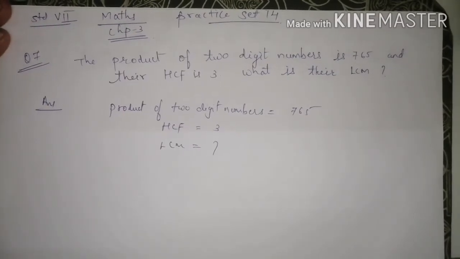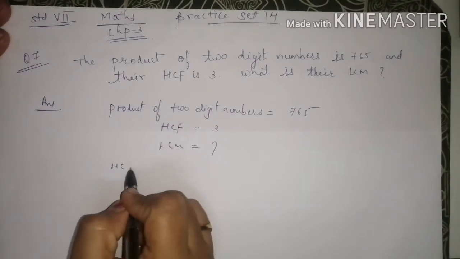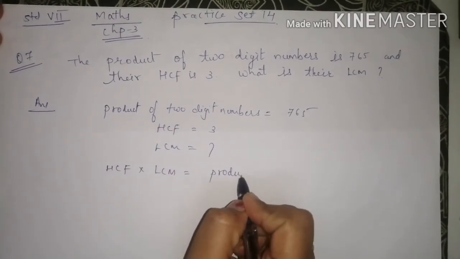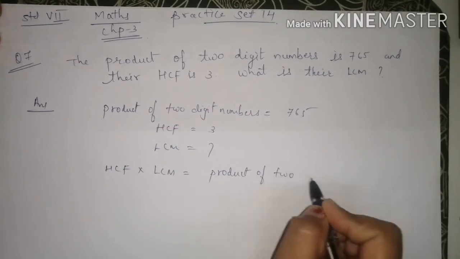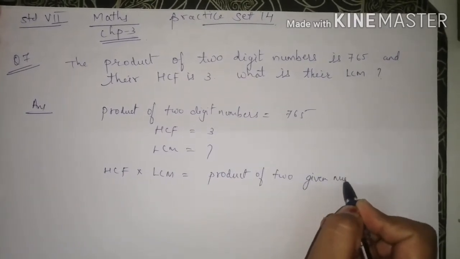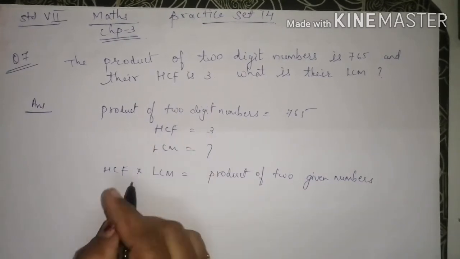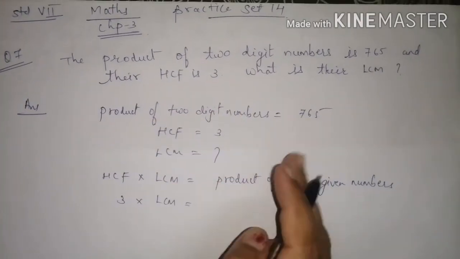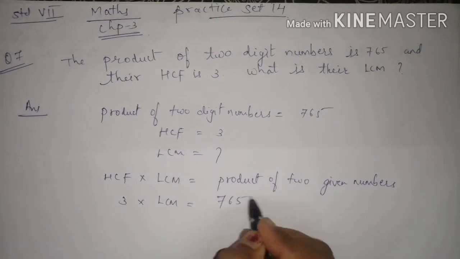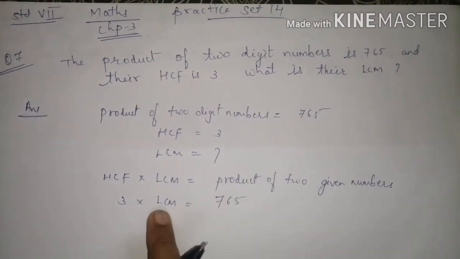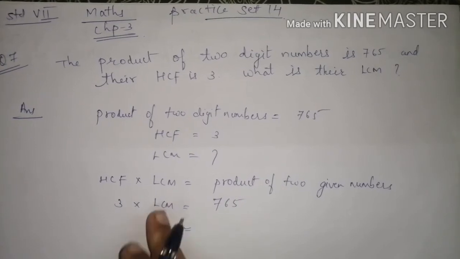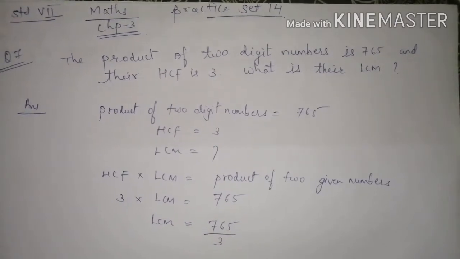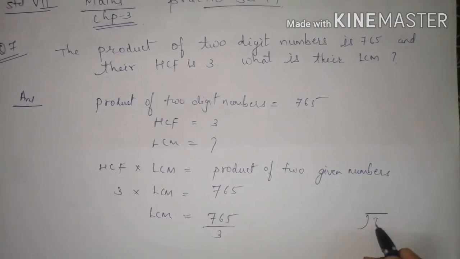In the last video we have seen the formula. HCF into LCM is equal to product of two given numbers. This is the formula, so we just substitute it. HCF is 3. LCM we have to find out, so I am writing it as it is. Product is given directly, 765. We have to find out LCM, so I'll keep LCM on the left. This multiply 3 will come to this side and become divide. So let's divide 765 by 3.